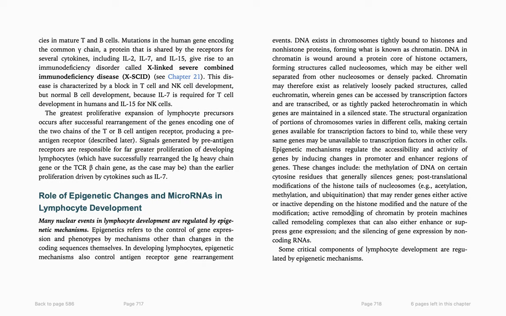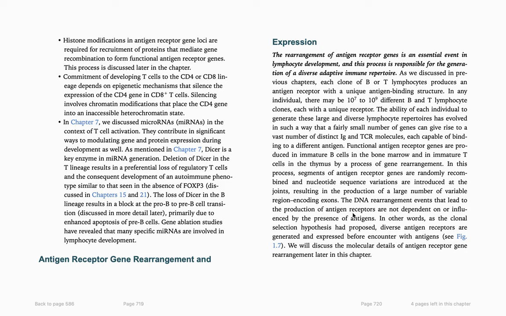Some critical components of lymphocyte development are regulated by epigenetic mechanisms. Histone modification in antigen receptor gene loci is required for recruitment of proteins that mediate the gene recombination to form functional antigen receptor genes. This process is discussed later in the chapter. Commitment of developing T cells into the CD4 or CD8 lineage depends on epigenetic mechanisms that silence the expression of the CD4 gene in CD8 T cells. Silencing involves chromatin modification that places the CD4 gene into the inaccessible heterochromatin state.